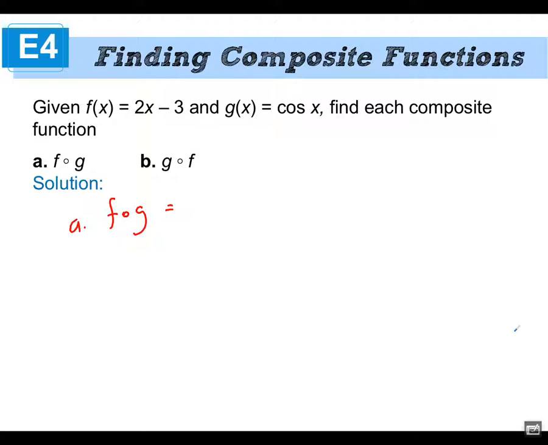Somebody? How many get? It'll be 3 times the cosine of x minus 3. Beautiful. And since you're on a roll, give me g of x also. It'll be cosine of 2x minus 3. Well done.